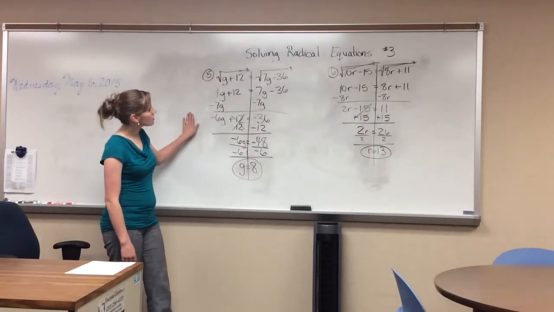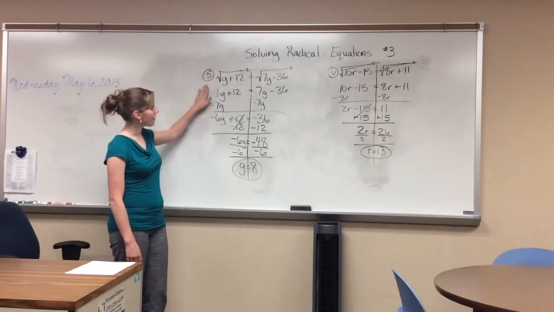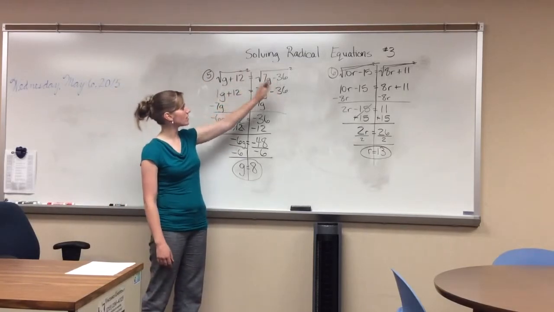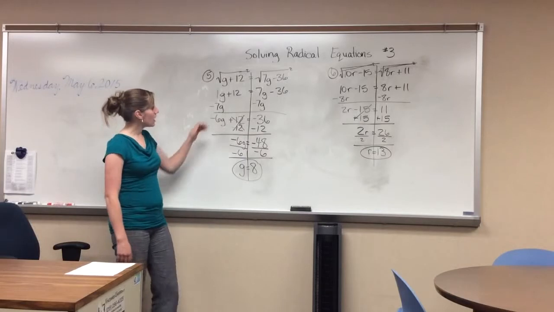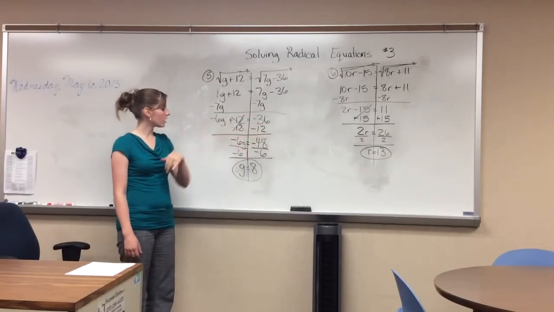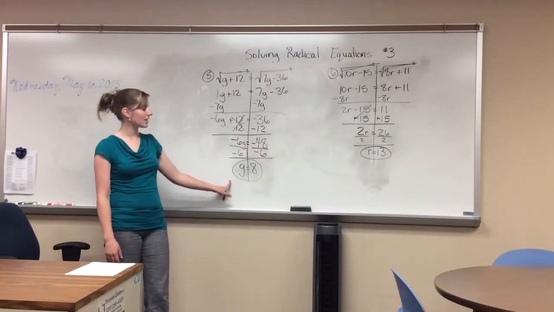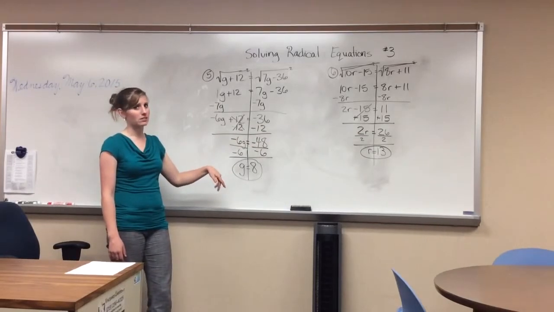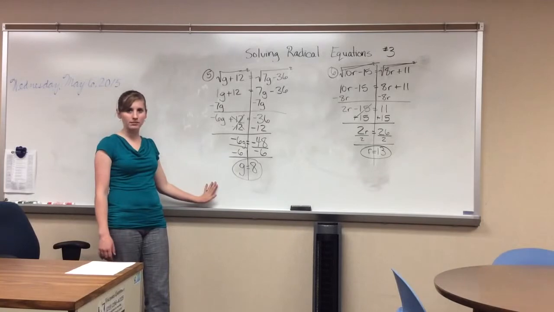Okay, our answers for the last 2 problems. For number 5, remember, you need to square both sides to get rid of the square roots. Get your letters together. Cancel out the 12 on both sides and then divide. You should get that g equals positive 8. If not, check your work with mine.